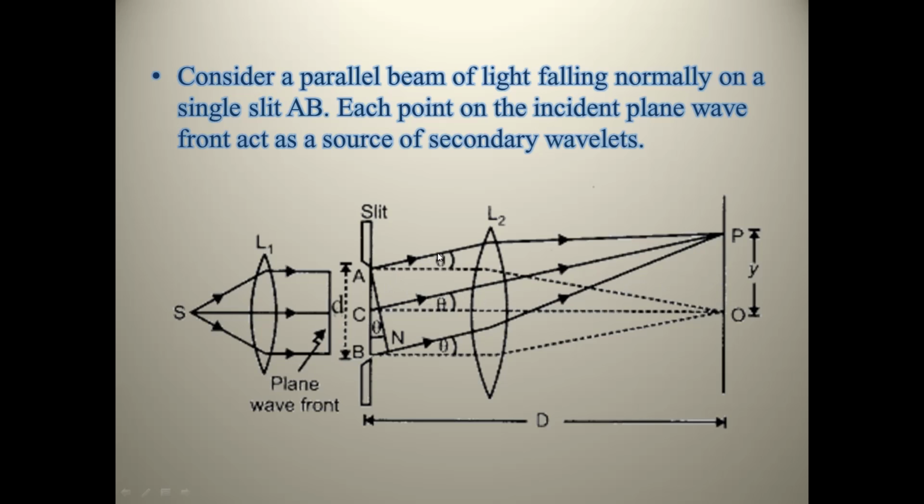Let us consider the waves diffracted at an angle theta. The waves converge at P, which is at a distance y from O. Capital D is very, very large compared to width of the slit small d and the distance of the point P, y.